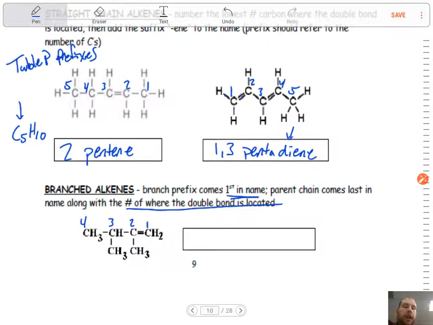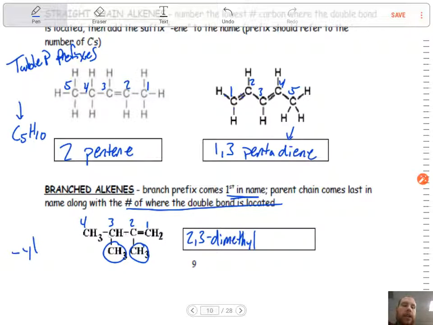All right, so let's see what our branches look like. I've got a branch here and I've got a branch here. Start with the numbers first of where the branches occur. So I've got 2, 3. Now, what are these branches? Think back, guys. Branches get the suffix "yl." So this is 1 carbon and 1 carbon, so they're both going to have the same prefix. So it's 2, 3-dimethyl. Why is there a di there? Why do I need it? Because there are 2 of the same groups. If they weren't the same group, then we wouldn't use the prefix di. We would say ethyl and methyl or whatever. But this is 2, 3-dimethyl.